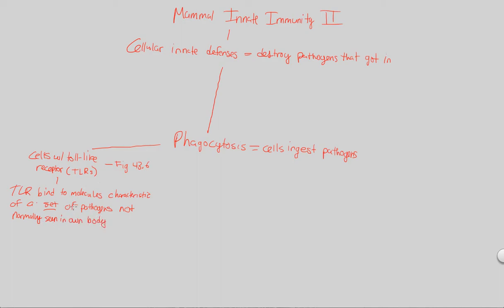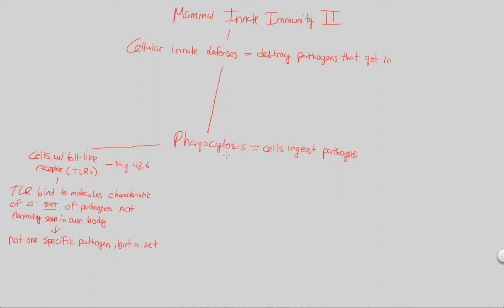So what we have is these cells that are patrolling around the entire body, and they have these TLRs, toll-like receptors, that notice a molecule characteristic of a set of pathogens, and say, hey, that doesn't look normal. What are you doing here? And so what's going to happen specifically, I want to make sure that this is understood, is that they recognize a set of pathogens, not one specific pathogen. So keep that in mind. This is why it's innate immunity. It's a little bit general in this sense. It's not one specific pathogen, not one specific bacteria, but let's say many sets of bacteria, okay? And I'll explain this by looking at an example. I think that's the best way to understand this.